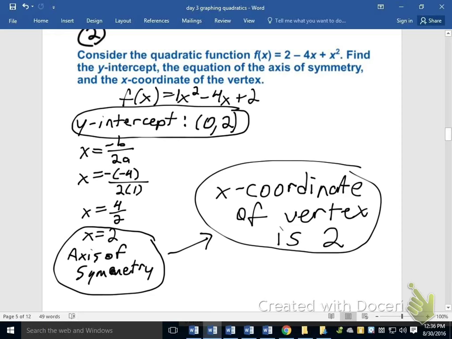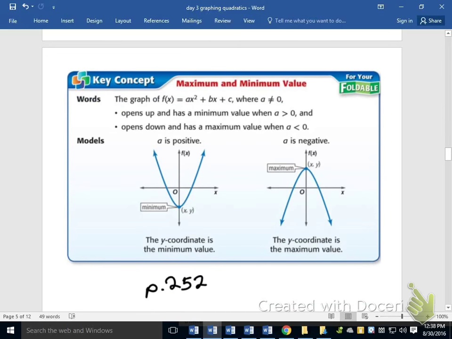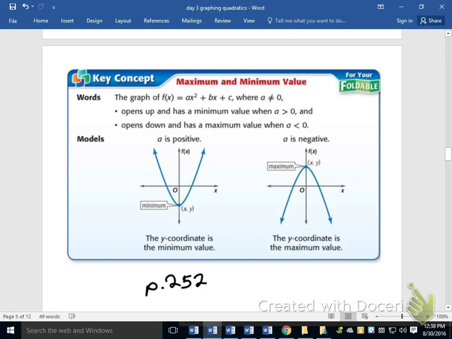If it wanted the whole vertex, we'd have to take that 2 and plug it back into the function to find out the range value. What I'm wanting you to take from this little chart here, it's on page 252 in the Algebra 2 book, is the difference between a minimum and a maximum value. The minimum or maximum value is always going to be the y value at the vertex. It is a minimum value when the graph is opening up because the a is positive. That's the a from standard form. It's going to be a maximum value when the a is negative, and you just state what the y coordinate is.